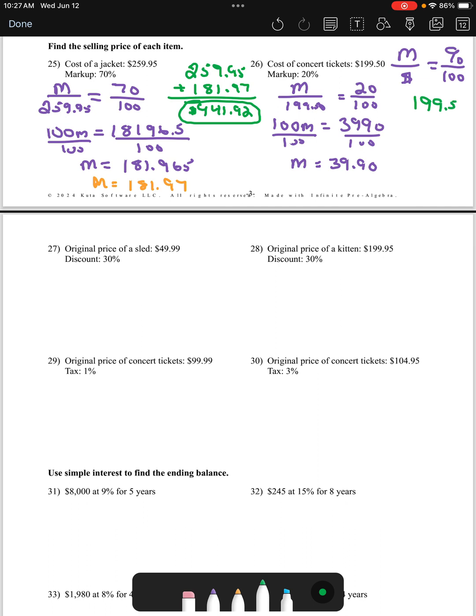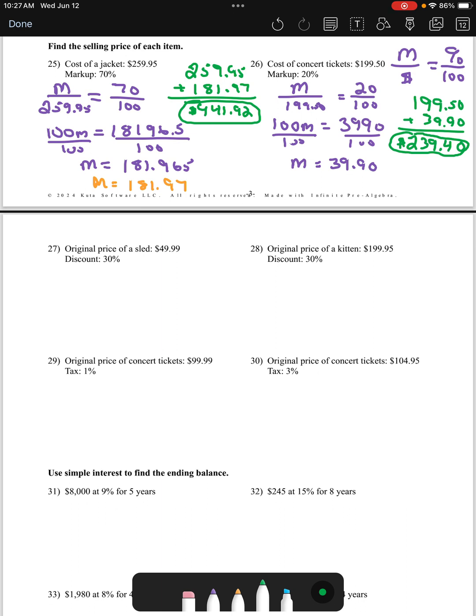It's a markup, so we do need to take the original cost and add that on. So $199.50 plus 39.90 gets us 239.4. We do need to add on that extra zero. The selling price of these tickets is $239.40.